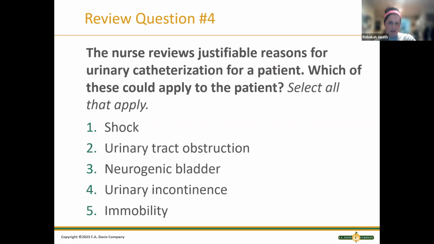Number 4, the nurse reviews justifiable reasons for urinary catheterization for a patient. Which of these could apply? So what is a justifiable reason for urinary catheterization? Shock? Yeah, it is. Urinary tract obstruction? Yeah. Neurogenic bladder? Yep. Urinary incontinence? Mm-mm. Immobility? Mm-mm. Let's double check our answers.